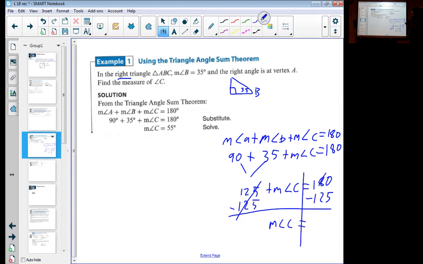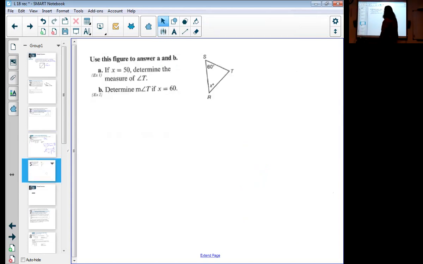We regroup one of our 8 tens into 7 tens and 10 ones. 10 minus 5 is 5. 7 minus 2 is 5. 1 minus 1 is 0. So the measure of angle C is 55 degrees. All right, so now looking ahead, it says use this figure to answer A and B.